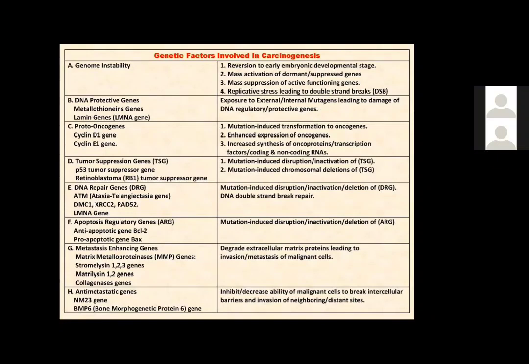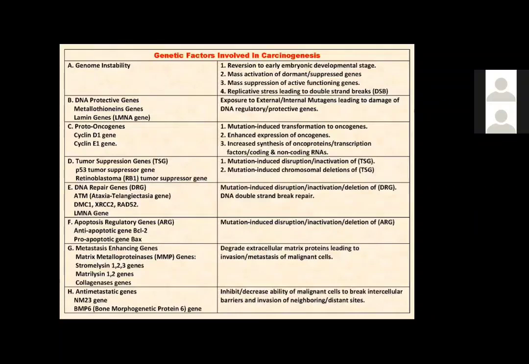So exposure to mutagens leads to damage of DNA or regulatory protective genes as well. DNA protective genes are important for our DNA stability and performance. And when they get disrupted by mutations, this function is lost, and this paves the way to development of malignancy. After DNA protective genes, we go to the proto-oncogenes. Proto-oncogenes are normal genes. They produce very important factors which regulate cell cycle, cell division, cell growth, cell development, cell death as well, or apoptosis.